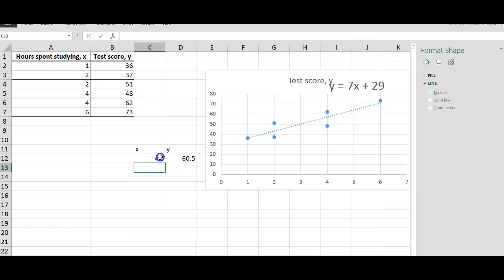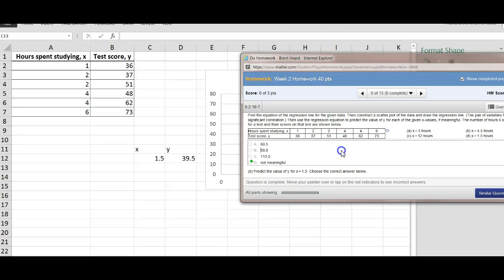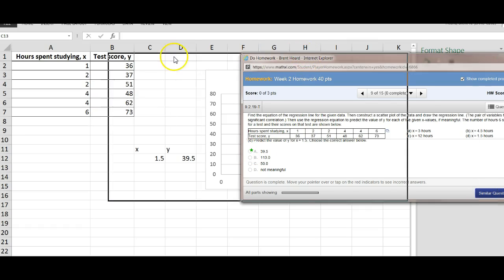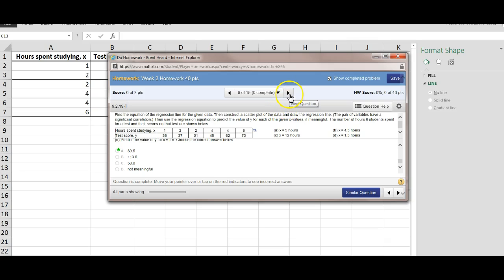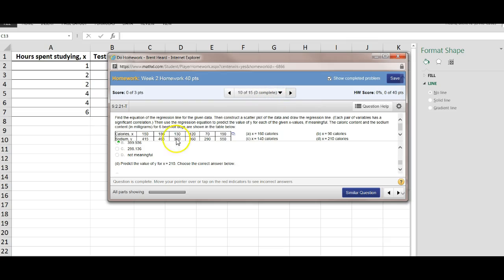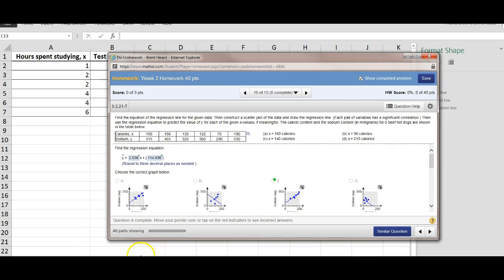Finally, for 1.5, let's try this, 1.5. I get 39.5. We nailed it. All right, let's take a look now at number 10. I think that was another one some of you had trouble with. It's very similar. Number 10, I'd already answered it. Number 10 is a very similar problem.